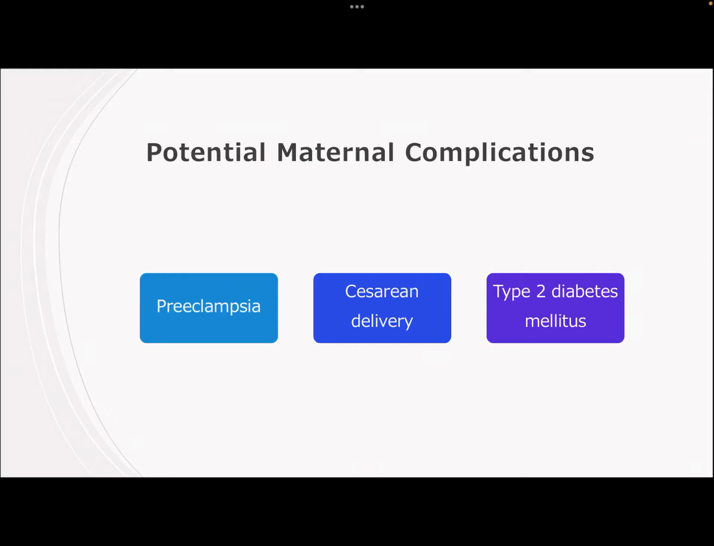For potential maternal complications, preeclampsia can occur because the high blood glucose level can cause an increase in blood pressure. There's also an increase in likelihood of having a cesarean delivery because of the failure of fetal descent or labor progress due to fetal macrosomia. In addition, type 2 diabetes can be developed, and it is usually screened for between 6 weeks and 6 months postpartum via a glucose tolerance test.